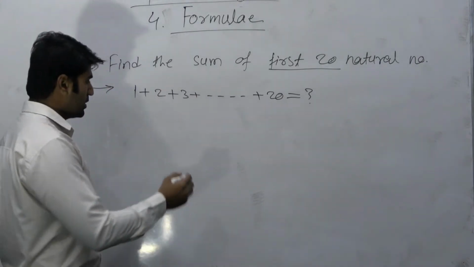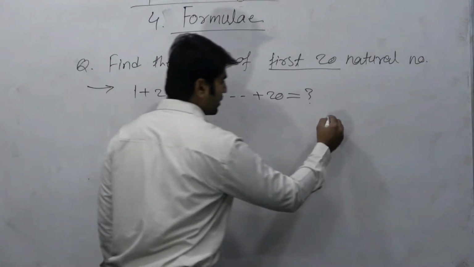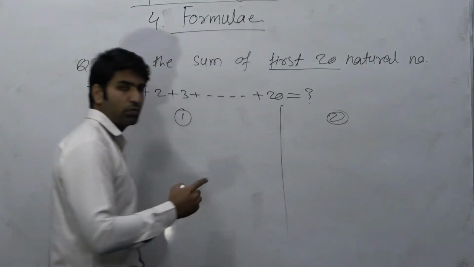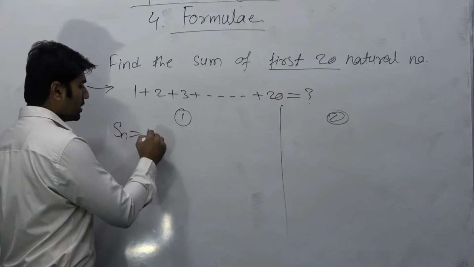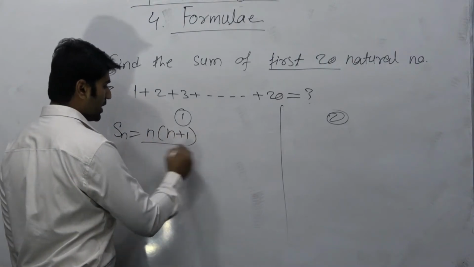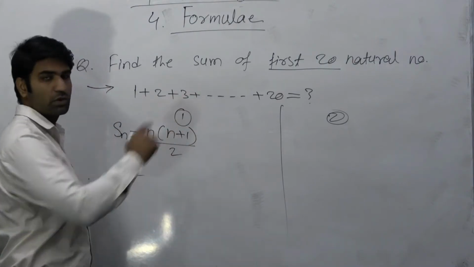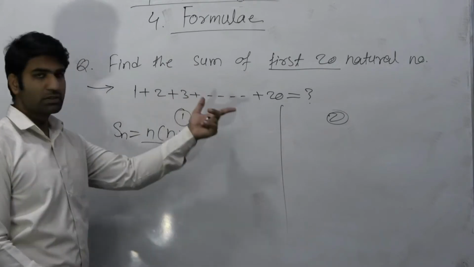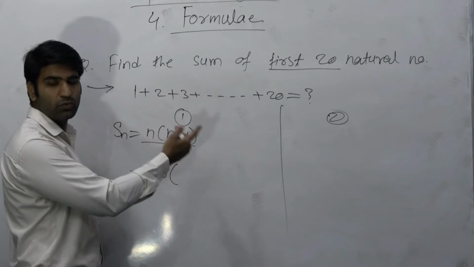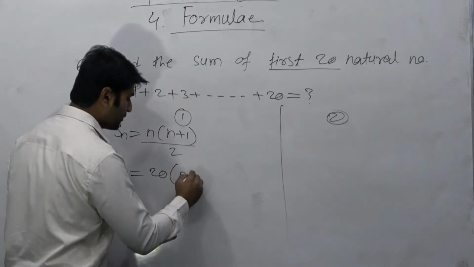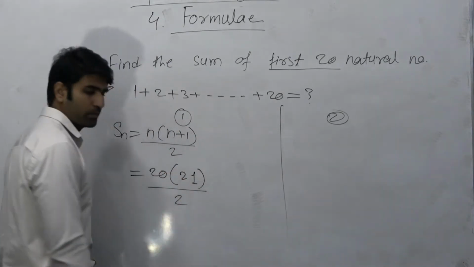So we know the formulas. First formula and second formula, we solve with the help of both the formulas. First formula we have Sn is equal to n into n plus 1 divided by 2. So n means total numbers. So total numbers, there are 20 numbers. So 20 into bracket n plus 1 means 20 plus 1, 21 upon 2.